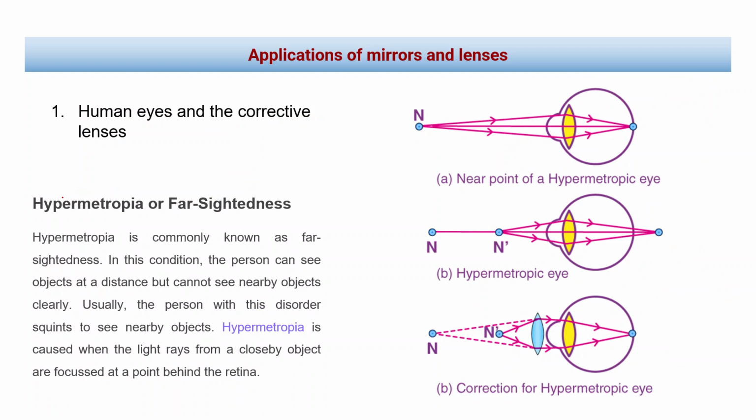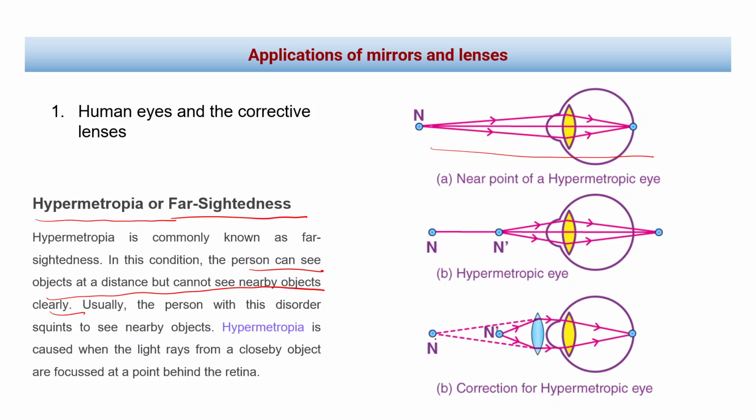Another issue is called hypermetropia or farsightedness. In this, the person can see objects at a distance but cannot see nearby objects clearly. Like you can see here, this is the normal condition. I mean, the near point is closer. So if the object is closer than their near point, then the image formed is even beyond the retina, and that's why it's blurry for them. They are not able to perceive it properly. This is called hypermetropia condition or farsightedness.